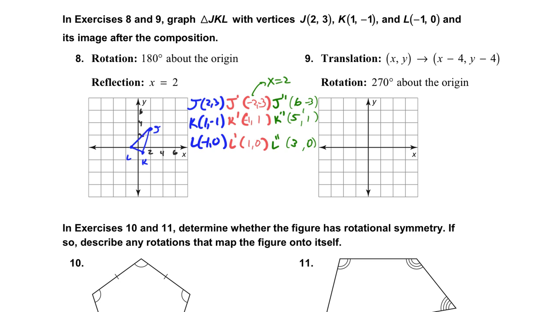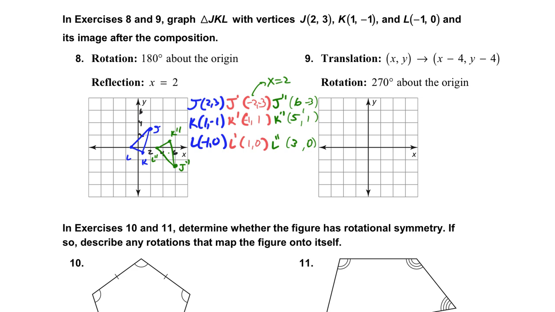Now I'm going to go ahead and graph the final image here, which would be 6, -3. There's J double prime. 5, -1, or 5, +1 is going to be K double prime. And then we have 3, 0, which is L double prime. And now I can connect these.